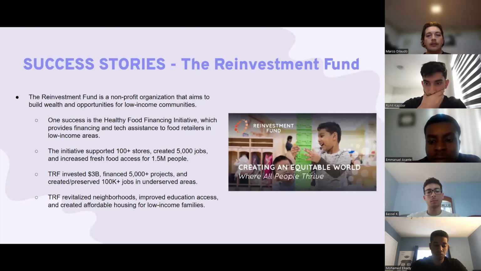The impact of the Reinvestment Fund's work on the community it serves has been significant since its inception. The organization has invested over 3 billion in underserved communities, financing over 5,000 projects that have created or preserved over 100,000 jobs. The Reinvestment Fund's work has also helped to revitalize neighborhoods, improve access to education, and create more affordable housing options for low-income families.